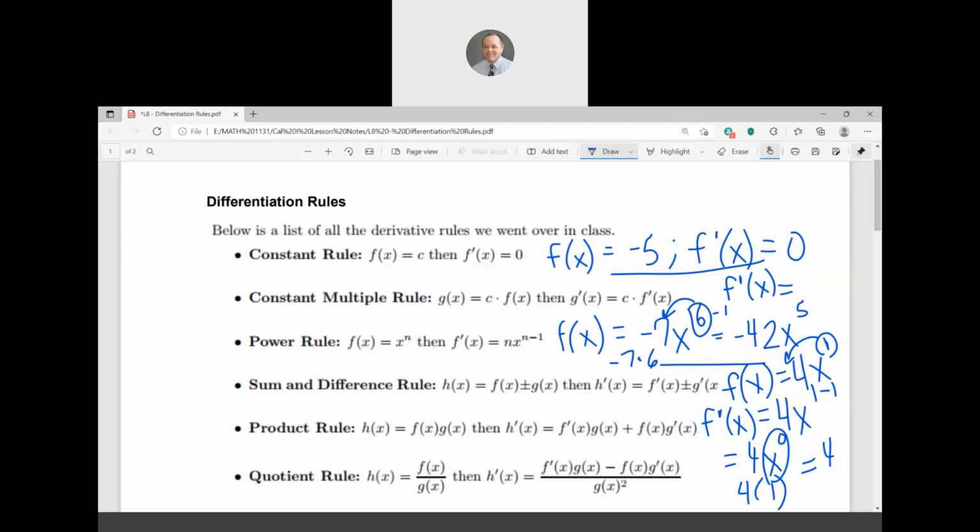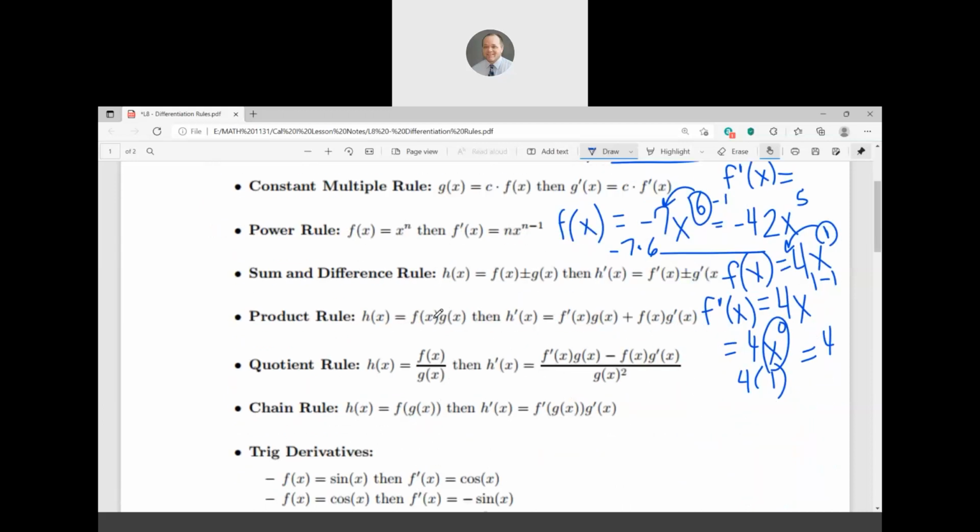I won't go over the sum and difference rule because it's self-explanatory. The next one is the product rule. And let me screenshot this and put it on our whiteboard. Let me share my whiteboard. Hold on.